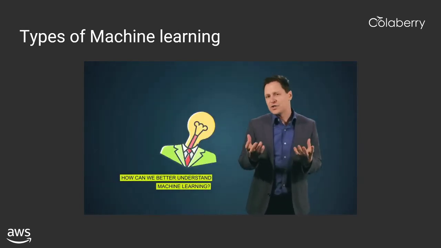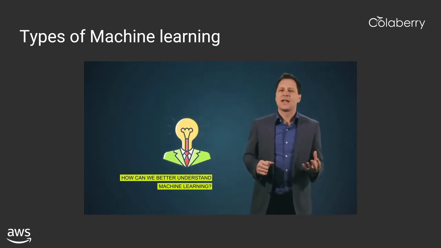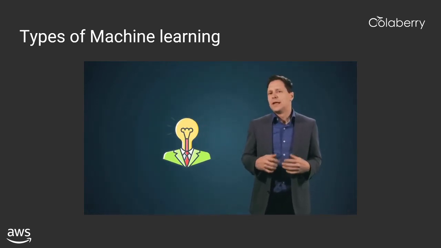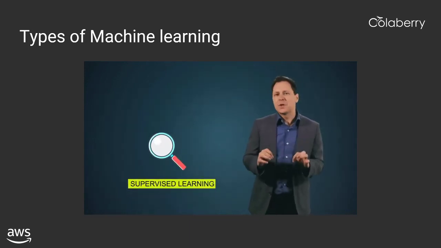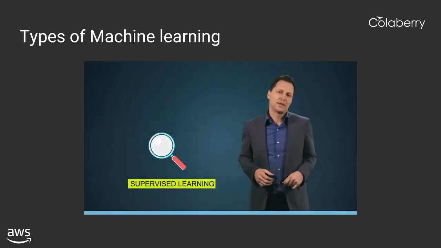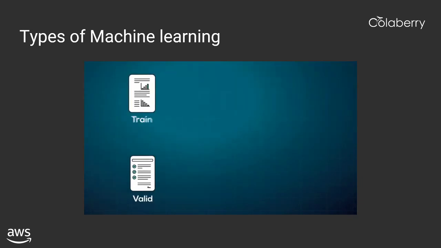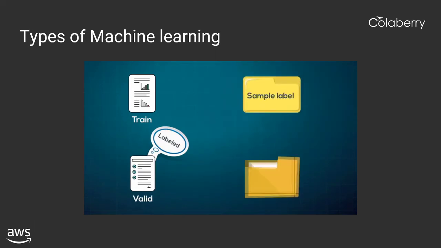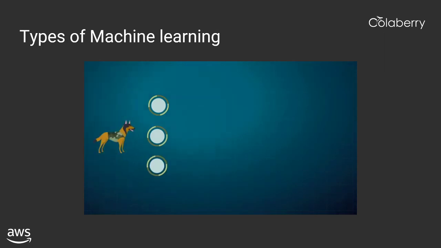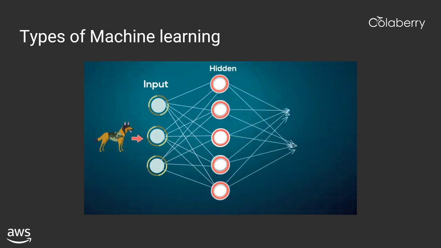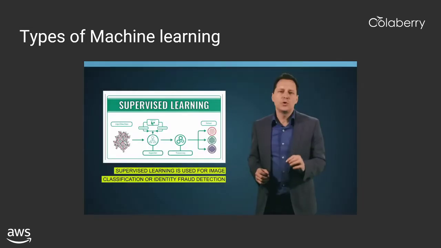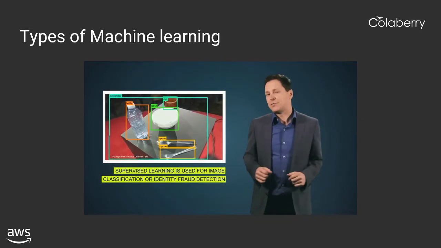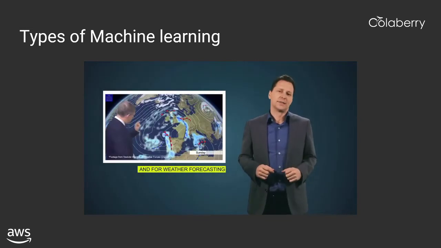How can we better understand supervised, unsupervised, and reinforcement learning? Let's start with supervised learning, which makes up most of the uses for machine learning today. In supervised learning, the machine already knows the output of the algorithms before it starts working on it. The algorithm is taught through a training data set that guides the machine, and the machine works out the steps from input to output. Supervised learning is used for image classification or identity fraud detection and for weather forecasting.